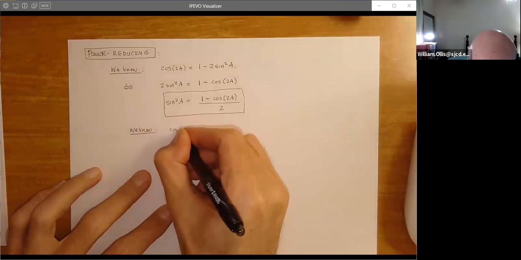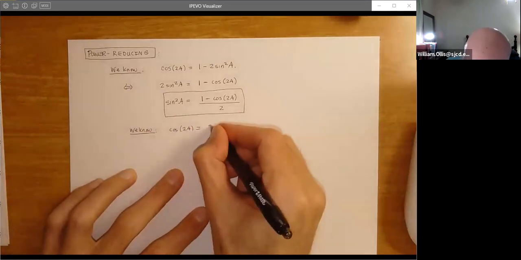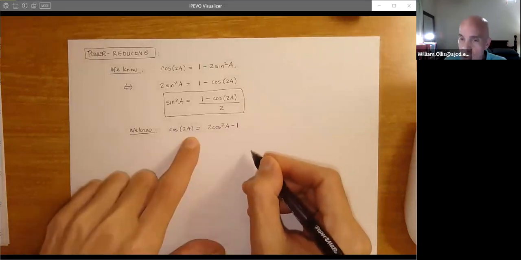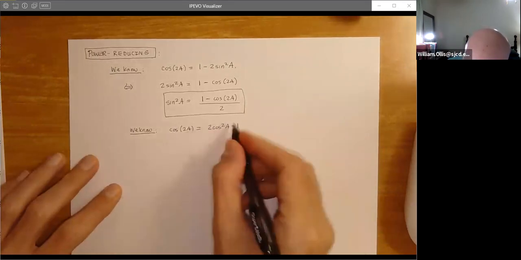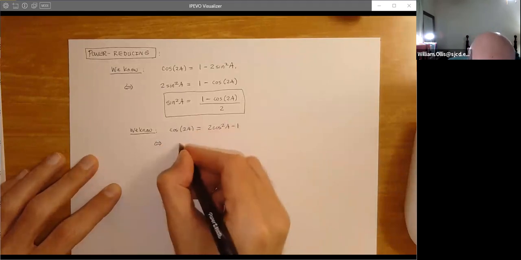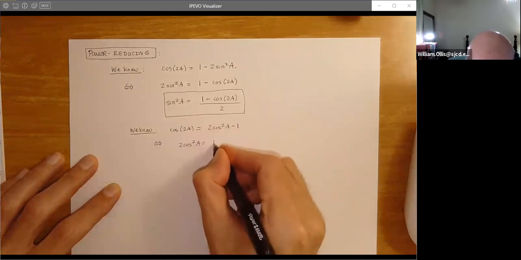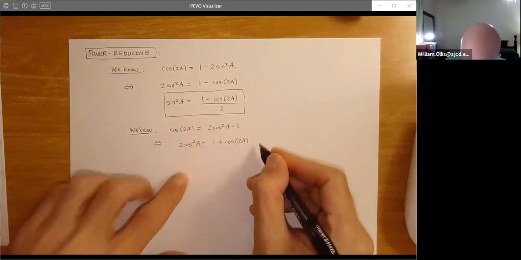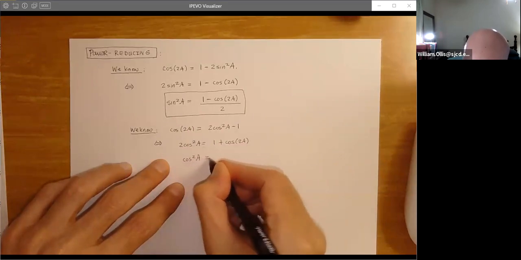So now cosine of 2a, let's do the cosine one. We've got 2 cosine squared a minus 1. That was cosine of the double angle. Now, of course, let's just solve for the square. It's easy to do. We're just going to take the 1 over. So equivalently, 2 cosine squared a equals 1 plus cosine of the double angle. And then we can divide by 2, and you're thinking, these look the same, except for a sign. Amazing.